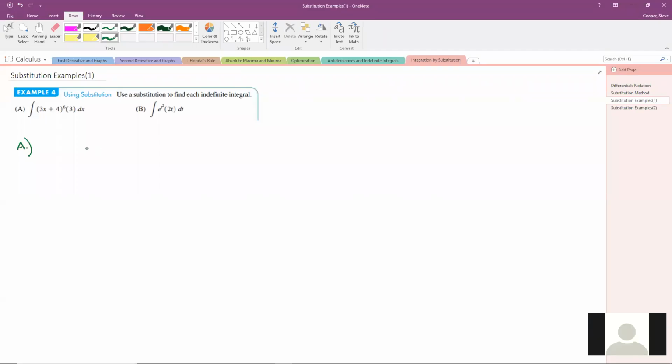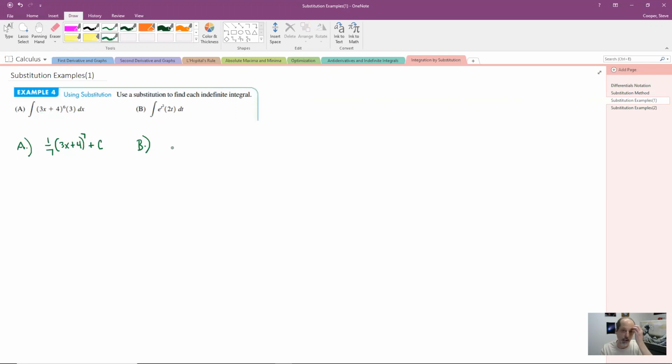I got 1/7 times (3x plus 4) to the 7th power plus c. Okay, that would be correct. And does anybody need to see that one worked out, or should we move on to B? Okay, so if nobody speaks up, I'll just go ahead and get started on B here. So you would have let u be 3x plus 4, and it would have looked a lot like that one from the last page. So let's move on to B.